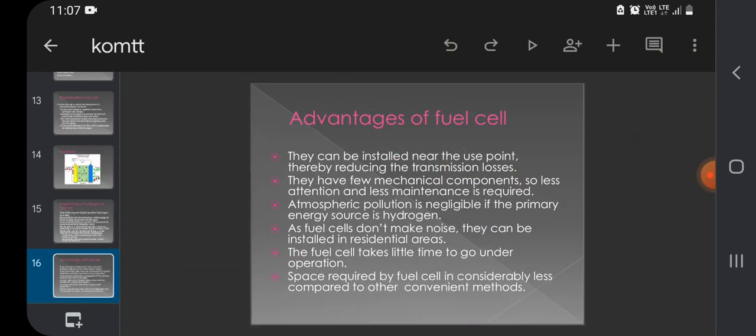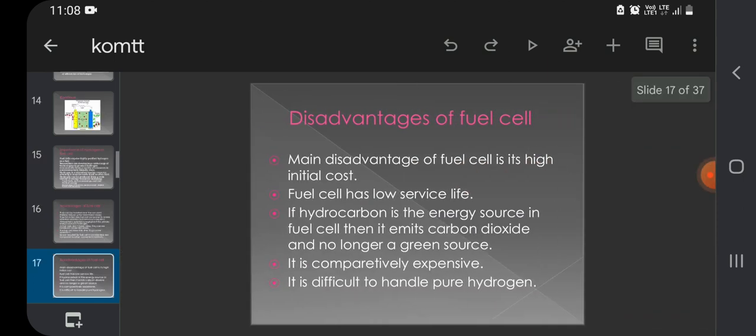Advantages of fuel cell. They can be installed near the use point, thereby reducing the transmission losses. They have few mechanical components, so less attention and less maintenance is required. Atmospheric pollution is negligible. Usually the primary energy source is hydrogen. As fuel cells don't make noise, they can be installed in residential areas. The fuel cell takes little time to go into operation. Space required by fuel cell is considerably less compared to other conventional methods.